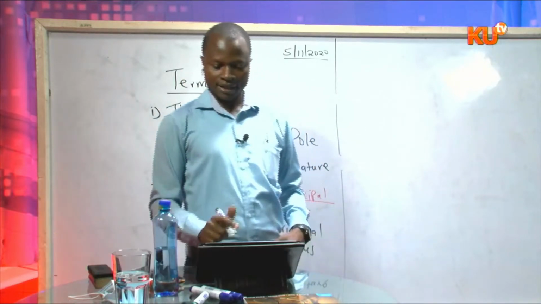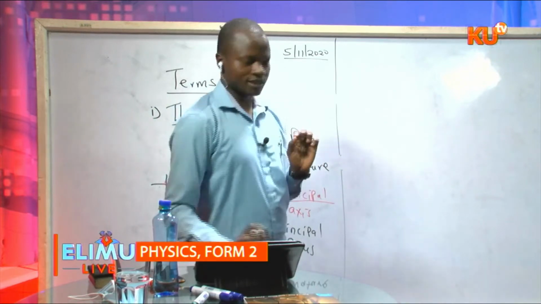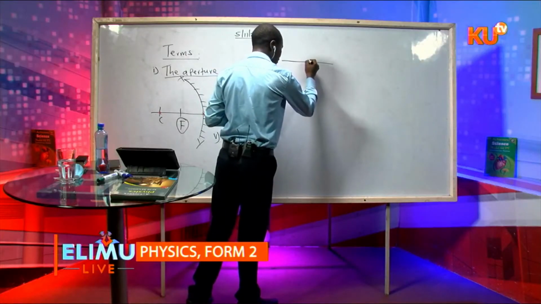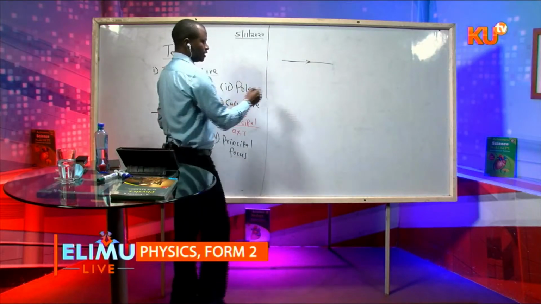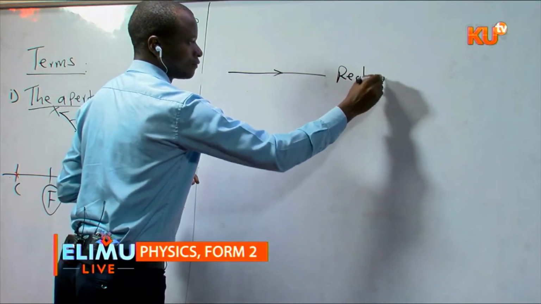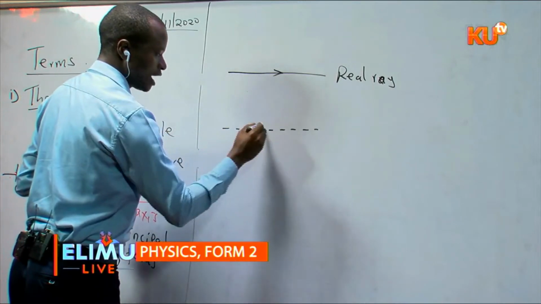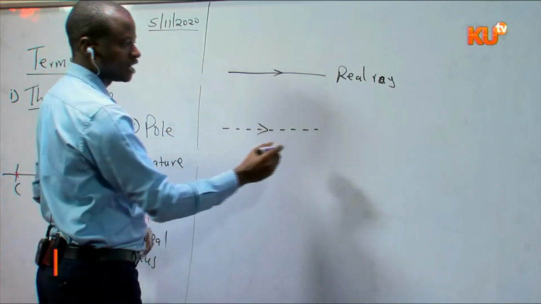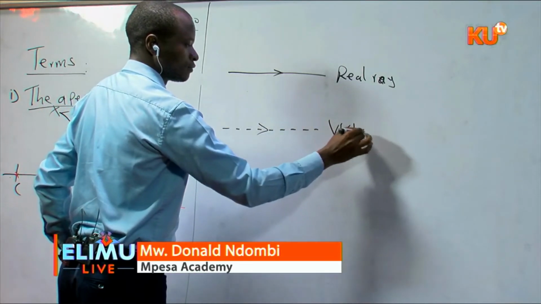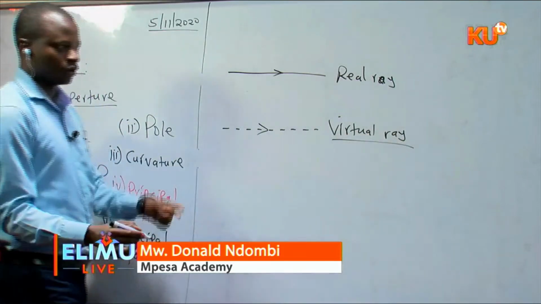So what does that tell us? That for light and its properties, anytime you will see a line like this with an arrow, this represents a real ray. But if you see a dotted line like this with an arrow, this represents an imaginary, what we call a virtual ray. Virtual ray. Virtual simply means not real.